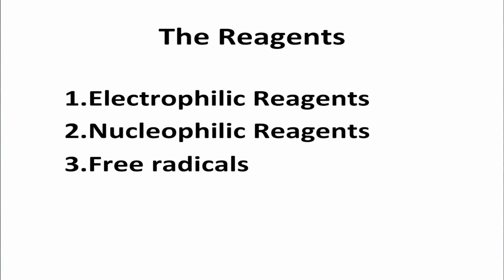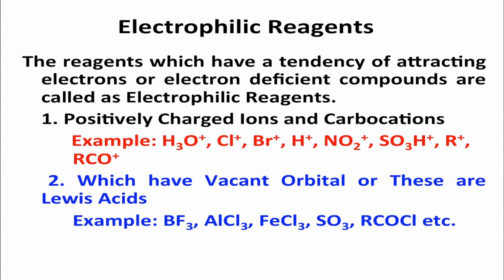After this, we are going to discuss some name reactions. The reagents. Reagents are of three types: electrophilic reagents, nucleophilic reagents and free radicals. Electrophilic reagents are the reagents which attract electrons, and they have a vacant orbital. These are two important characteristics of an electrophile: they have a vacant orbital, as well as a high affinity towards electrons.